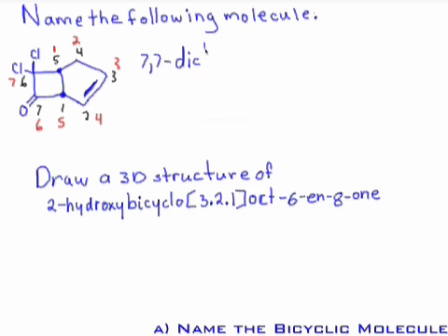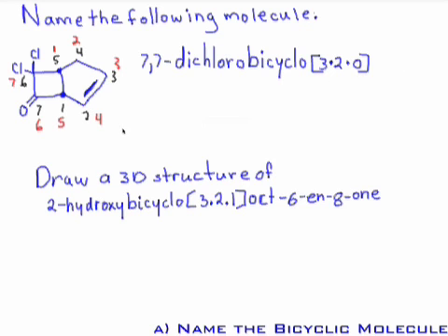Now, when naming bicyclics, you begin with the prefix bicyclo. So after you name your substituents, you put bicyclo. You use square brackets and you put the numbers for all three bridges between the bridgeheads. Well, we've got a 3-carbon bridge. There's a 3. We've got a 2-carbon bridge. And then we have a 0-carbon bridge.